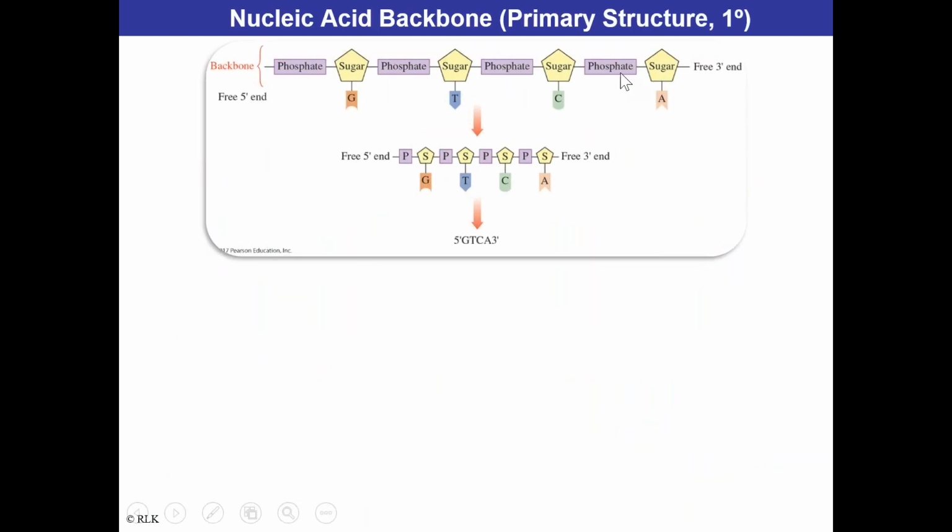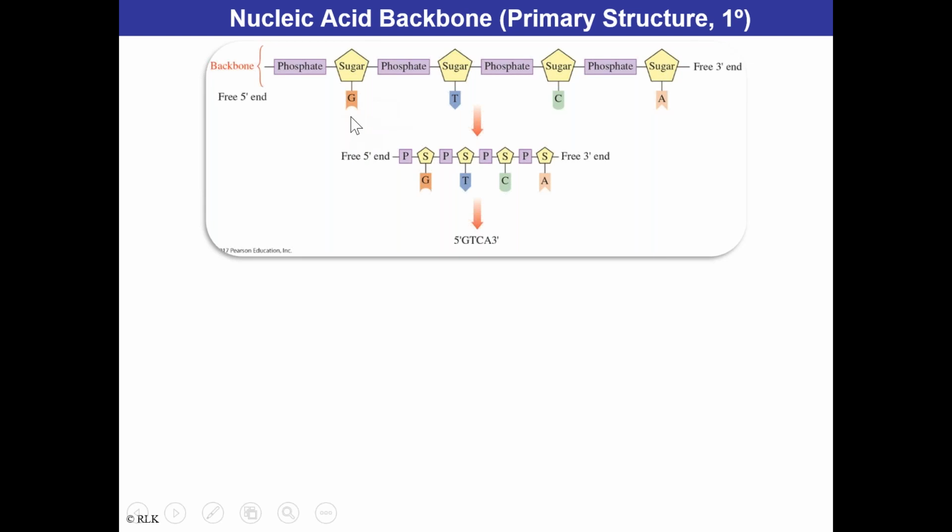The nucleic acid backbone, given this, we're going to consider this to be then the primary structure. You have the phosphate and sugar and phosphate and sugar and phosphate and sugar and phosphate and sugar. Okay, you have 4 sets in this backbone. We're just looking at that. The phosphate on the far left is going to be the free 5' end, and the sugar is going to be the free 3' end on the far right.